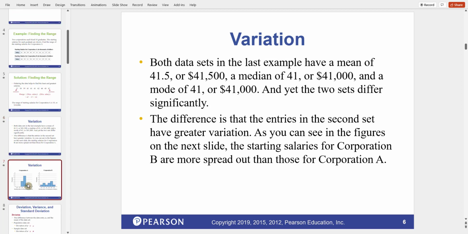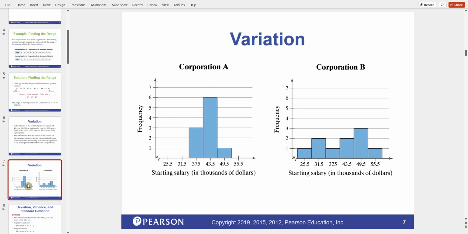If you look at these histograms that I've drawn, Corporation A has less variation. As you can see, they're more centered about the mean. They have less variation, whereas in Corporation B, the data values are more spread out.